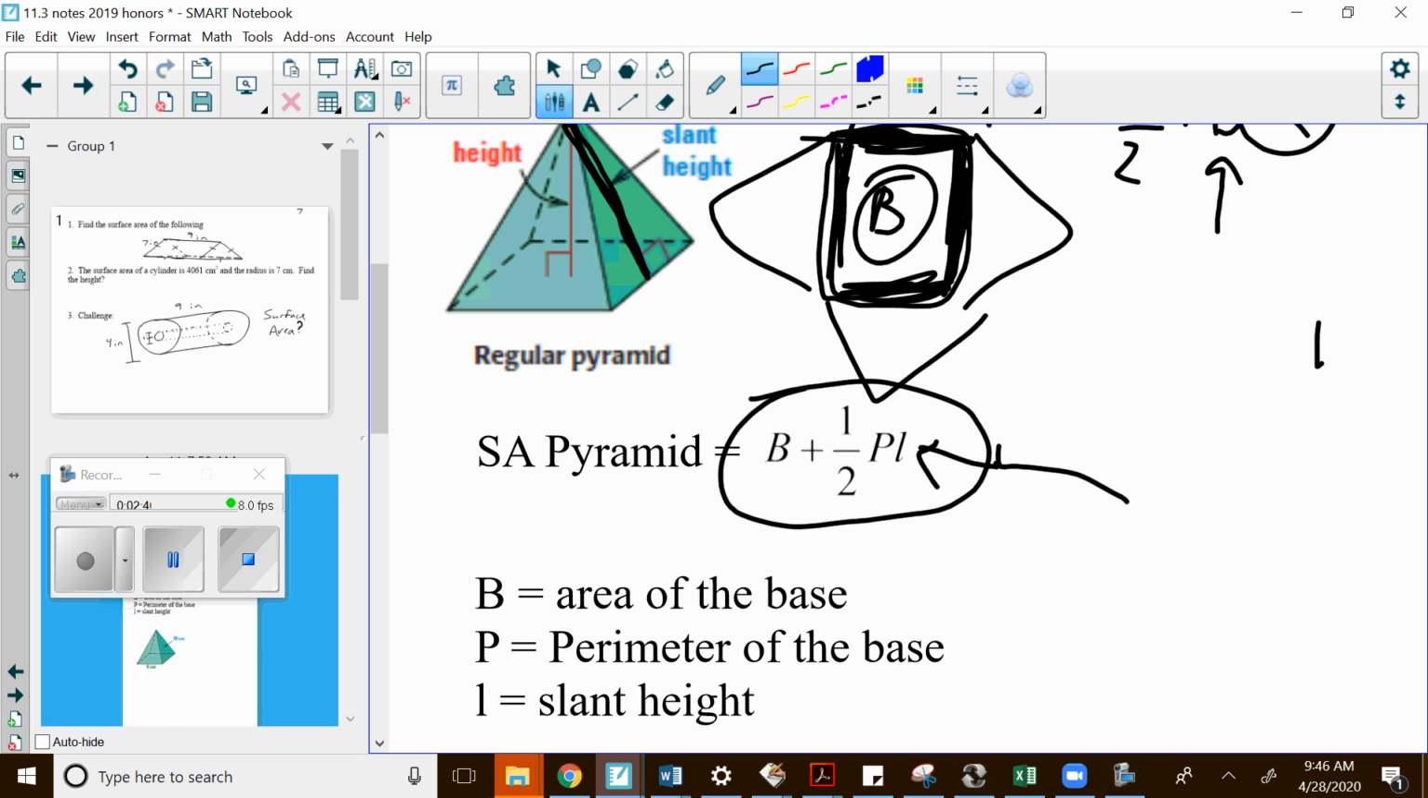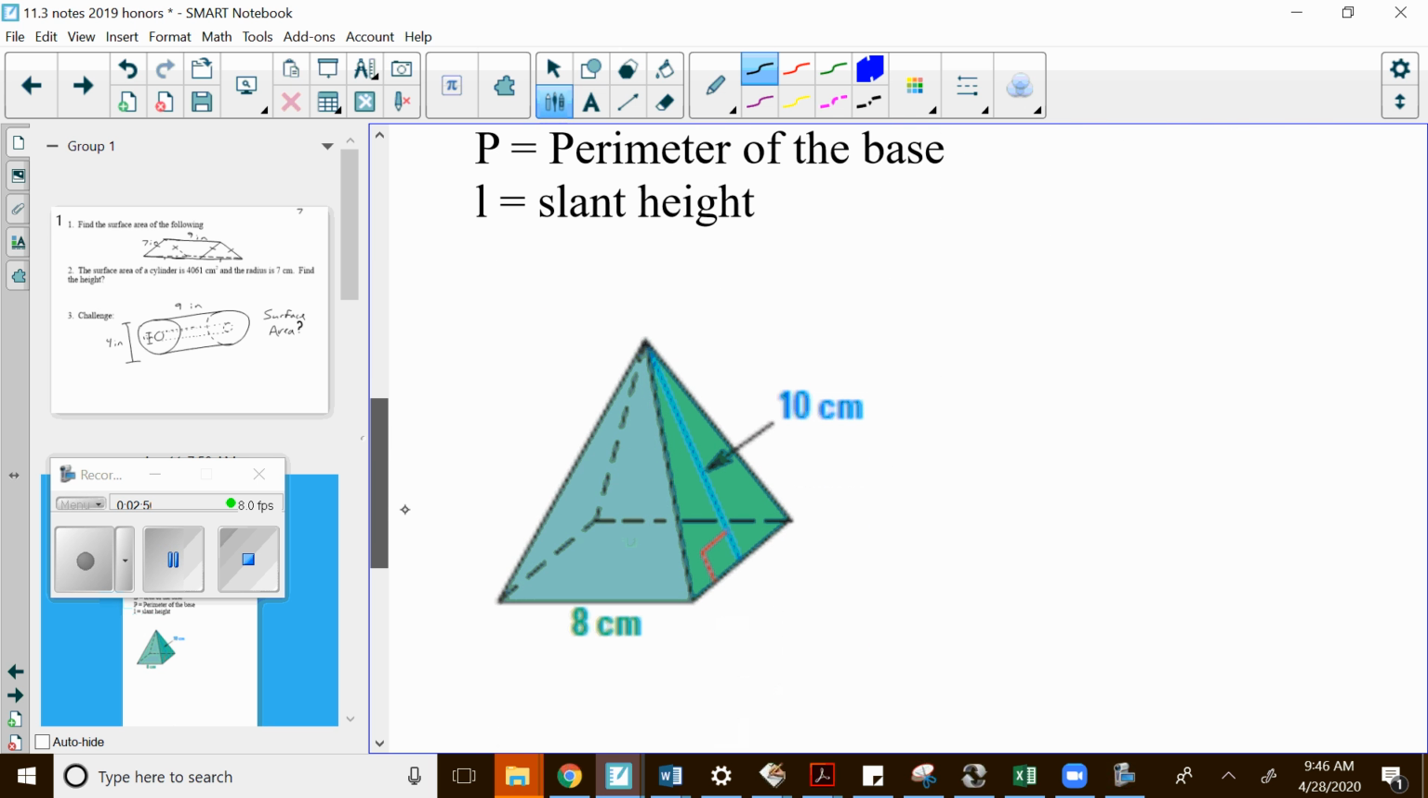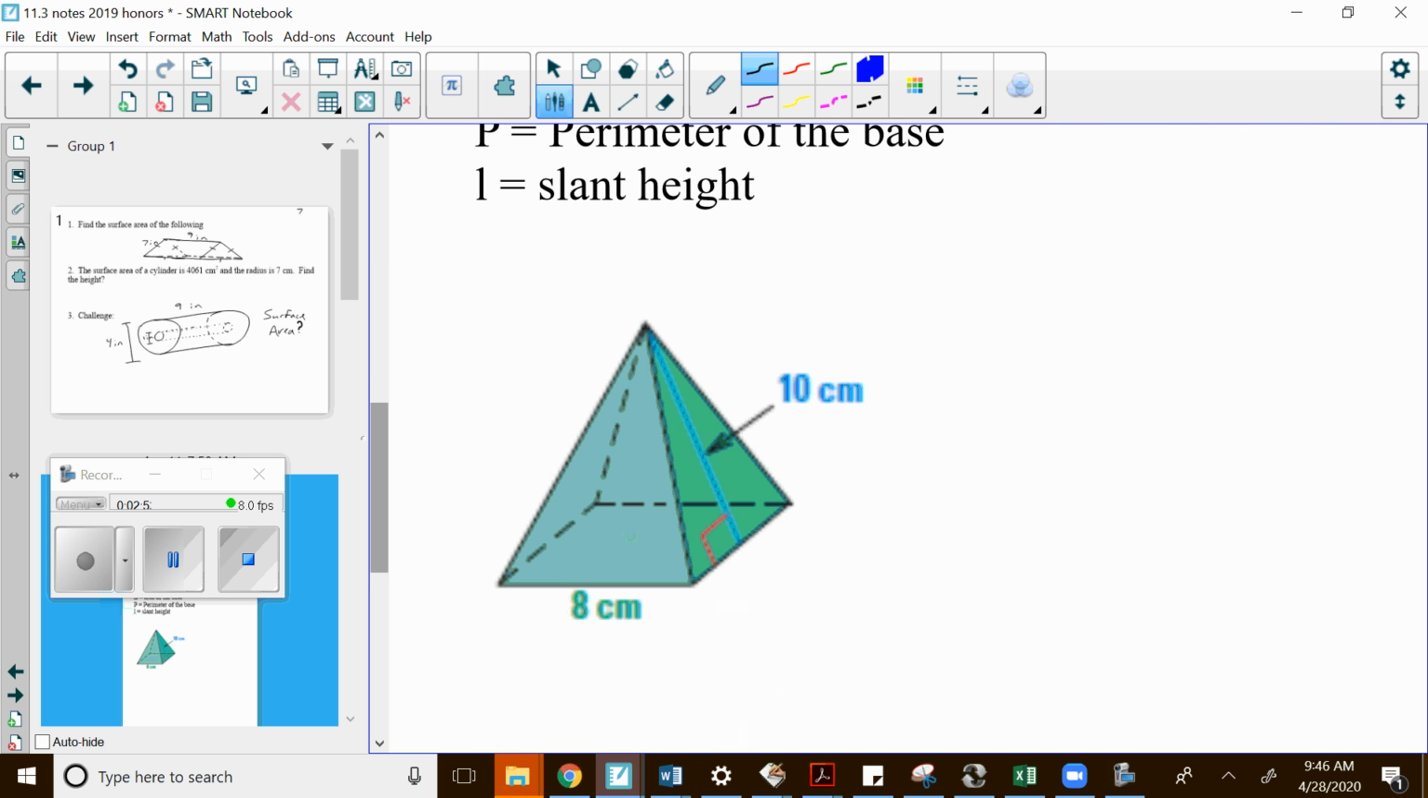If we're just given a shape with these figures, like look at this. Here's a pyramid. It's a regular pyramid, meaning the base shape is a regular polygon. In this case, it'd be a square, all sides and all angles equal. So we know that's 8, 8, 8, and 8, and they're all 90-degree angles down there. So that's a square as a base. And so the area of the base plus 1/2 times the perimeter of the base times the slant height. The area of the base would be 64.